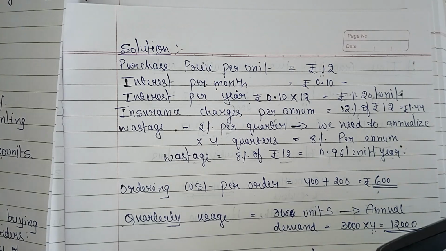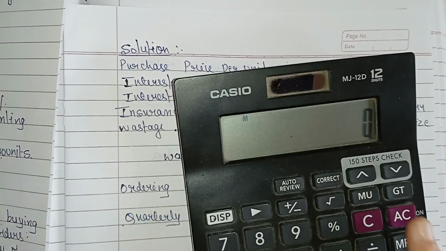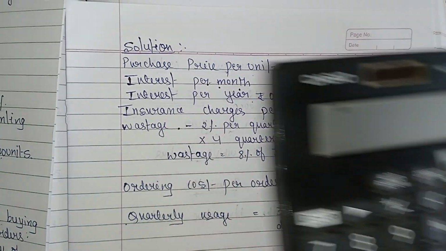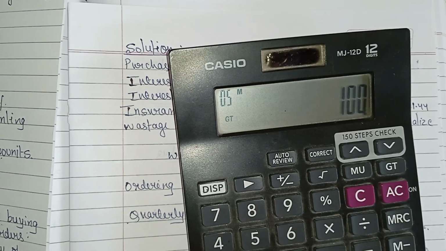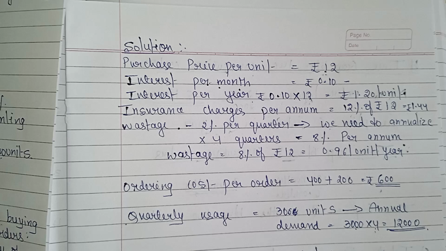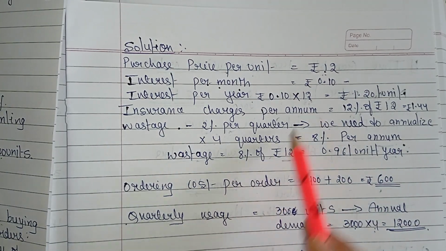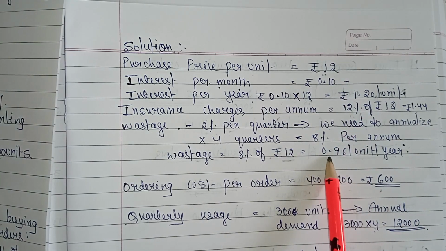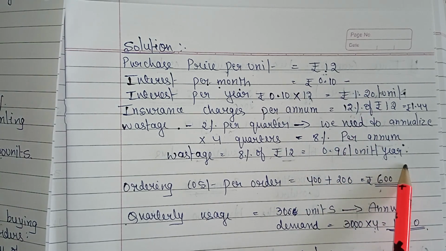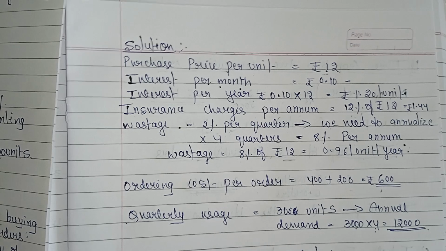We need to annualize the wastage. See here, 2% per quarter, 4 into 2% into 100. So that is 8%. So 8% per annum. Now wastage equals 8% of purchase price. That is rupees 12 equals 0.96 per unit per year. Clear? I hope this is clear to you all.